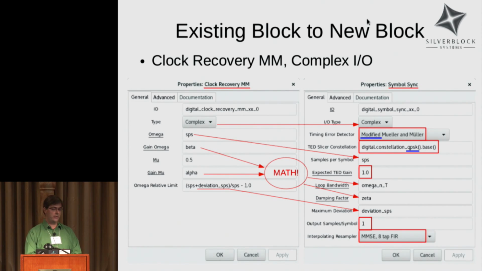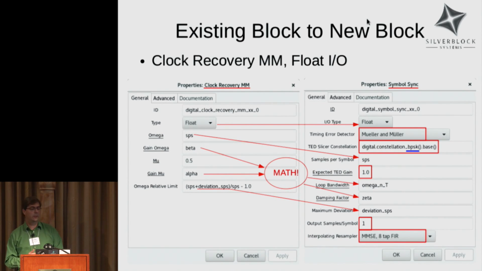Quite honestly, though, it probably doesn't matter for this block because the constellation slicer it used was not QPSK. It was something weird. So even if you had working parameters with the old block, they probably aren't going to work well with the new block. And yeah, you'll use the MMSE 8-tap FIR filter.